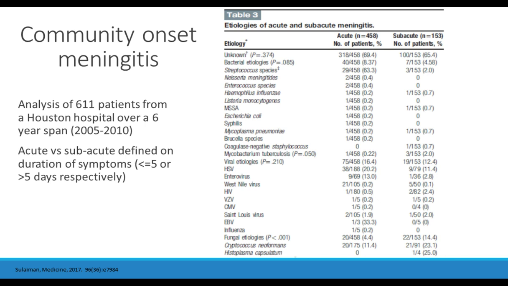What you'll see as we go through is that there's a few different viruses that switch in terms of their etiological prevalence, but HSV and Enterovirus tend to be up near the top, while other viruses such as West Nile, St. Louis virus, and things like that tend to be a little bit lower. Depending on the patient's underlying conditions, some of the fungal etiologies such as Cryptococcus and Histoplasma then become potentially more relevant and more prevalent.